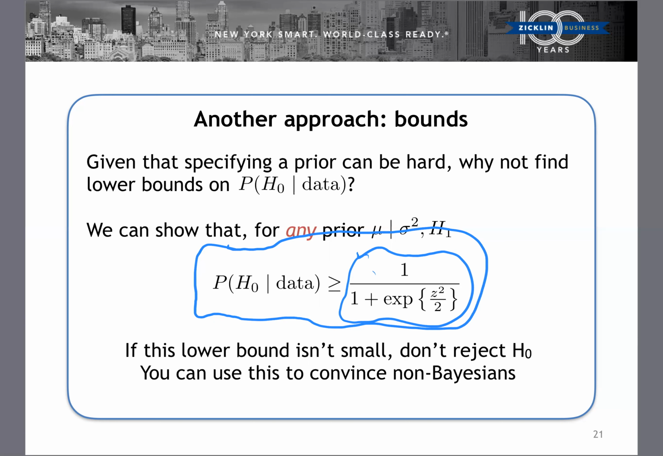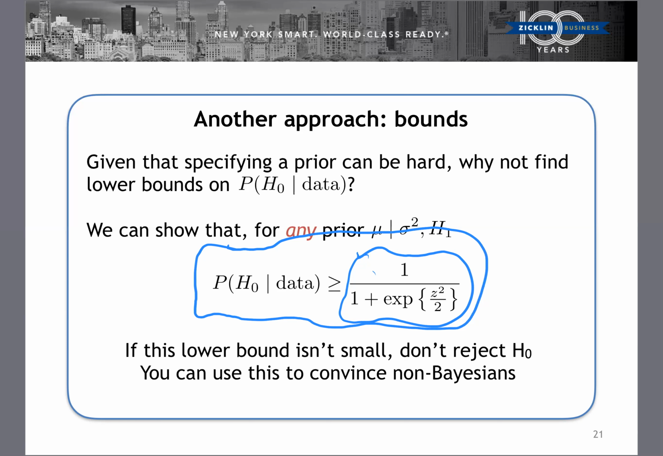This does not depend on any prior justification. This is the worst case for the null. So you can use this to convince people who are not Bayesian or people who are skeptical of Bayesianism and tell them, I don't know exactly the prior that I want to use, but I know that the posterior probability of the null is at least this much, is at least, say, 30%.